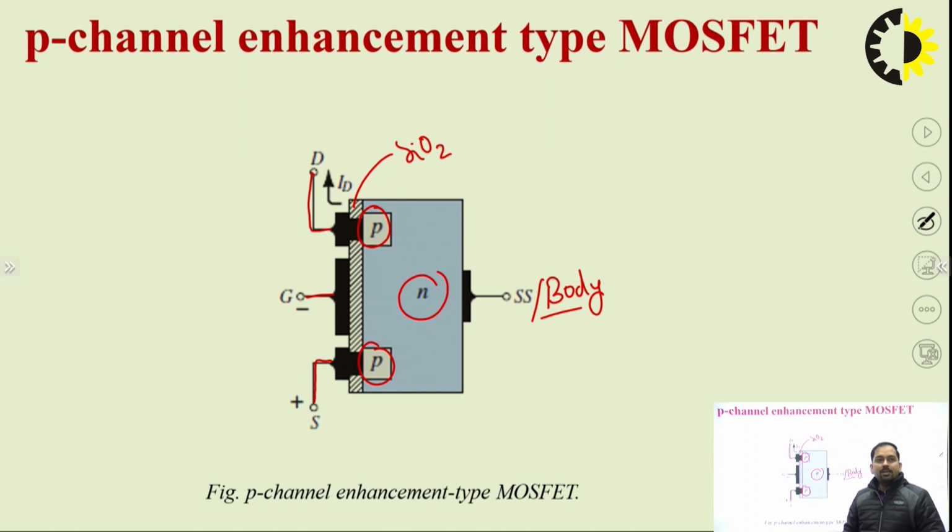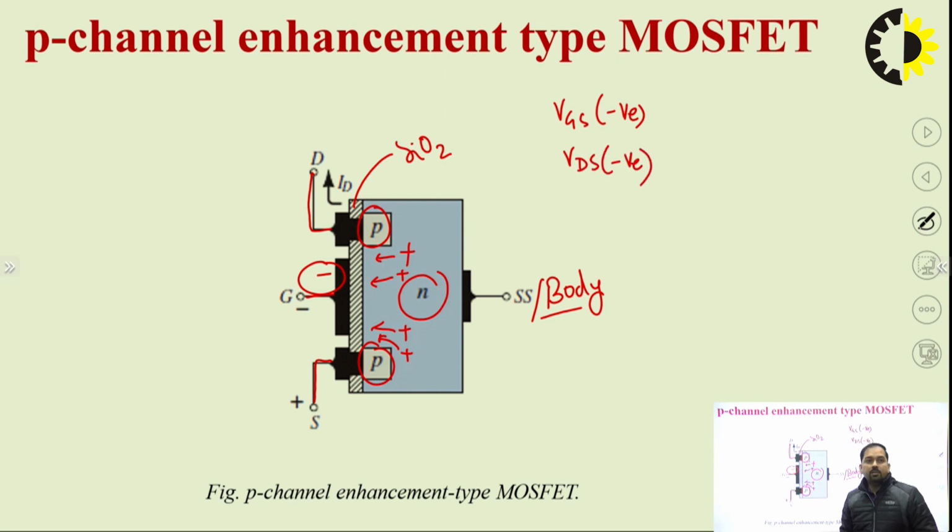Now we need to remember that for the N channel type MOSFET, the channel was formed when VGS was positive. Here we can say that the channel will be formed when holes are attracted towards this SiO2 layer. How can this happen? This can happen only when the gate is provided with some negative voltage. That means VGS has to be negative here, and VDS is also negative. Whenever VGS is negative and reaches a minimum negative value equal to the threshold voltage, there is a formation of the channel, and once there is a formation of the channel, there is a flow of current.